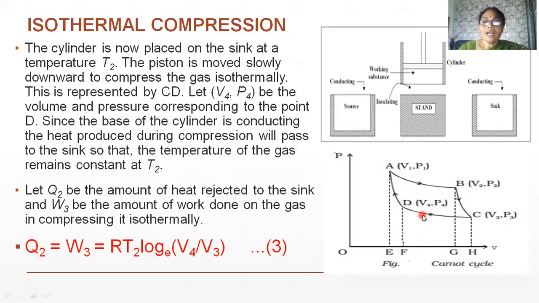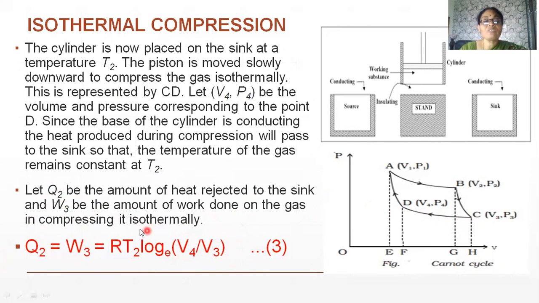Let Q2 be the amount of heat rejected. In the earlier process, it absorbed a quantity of heat Q1. In order to attain this state, it should liberate or reject heat. So Q2 is the amount of heat rejected to the sink and the corresponding amount of work is W3. Q2 is the quantity of heat rejected and W3 is the amount of work done. So Q2 is equal to W3, which is equal to RT2 log V4 by V3.